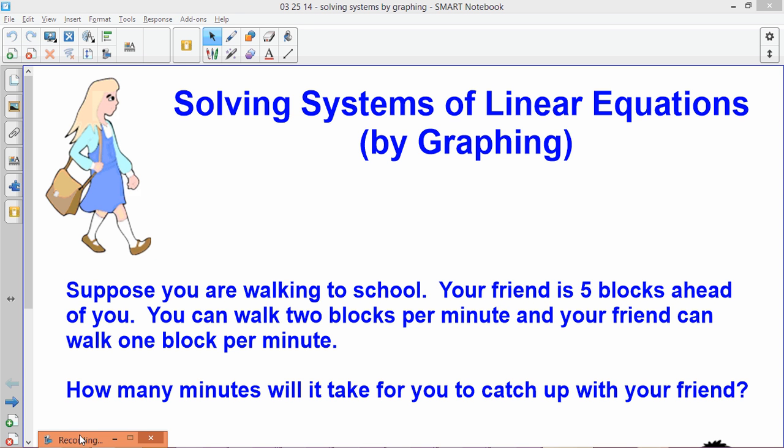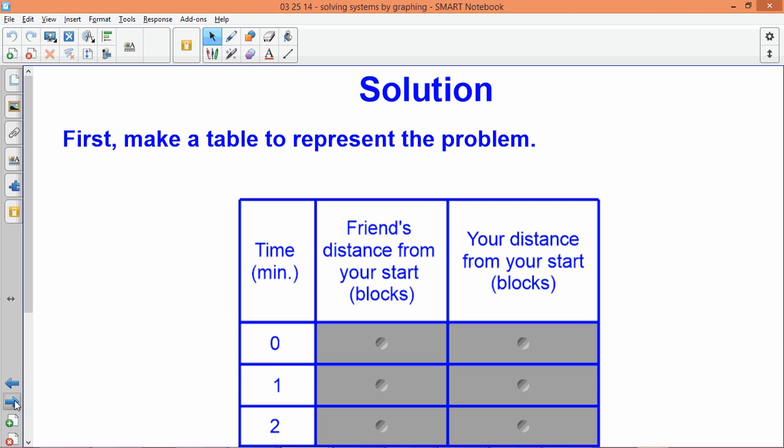Suppose you're walking to school. Your friend is 5 blocks ahead of you. You can walk 2 blocks per minute, and your friend can only walk 1 block per minute. How many minutes will it take for you to catch up with your friend? Okay, might seem very, very simple to start with. It might end up being a tiny bit more complicated than you think when you try to solve it, but going the way that we're going to do it today, it'll be very simple.